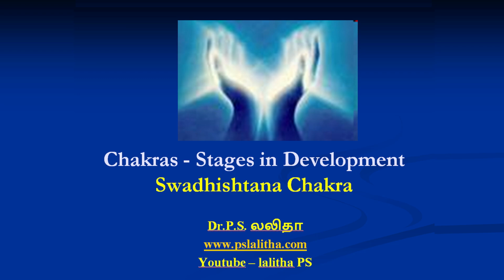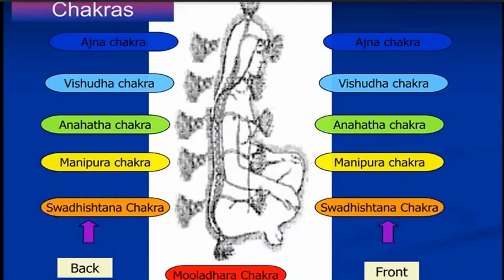Swadhishtana Chakra. See, these are the 7 major chakras in adult life. But we are seeing the development stages of the 7 chakras one by one. Last week I completed Muladhara Chakra. This week I am going to take up the development of Swadhishtana Chakra, which is, you can say, the orange color chakra.